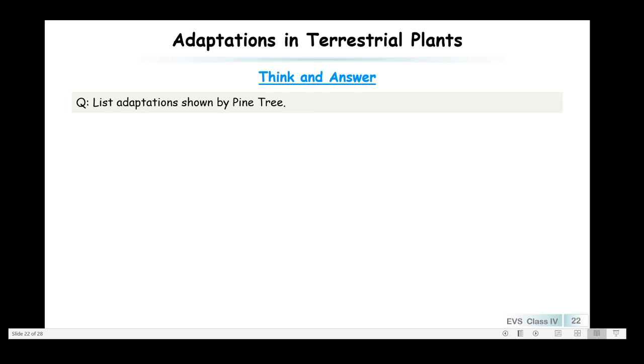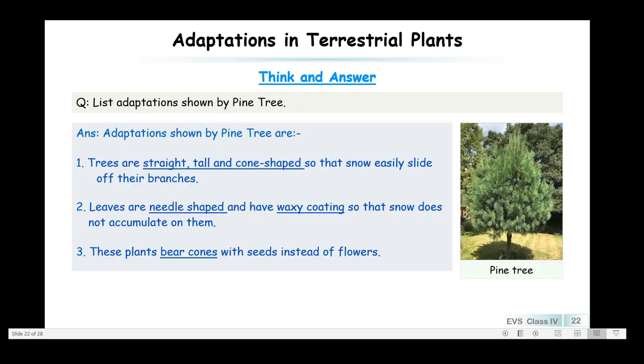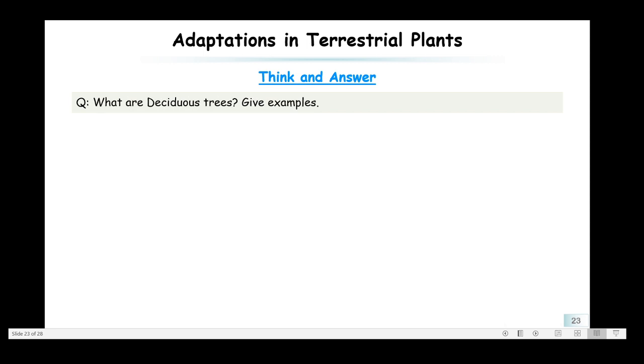Now, list adaptations shown by pine tree. We know that pine tree, it grows on the mountains. So, what are the adaptations shown by them? That they are straight, tall and cone shaped so that the snow slides off the branches. Then needle shaped leaves and waxy coating does not allow the snow to accumulate on them, and they bear cones instead of flowers.